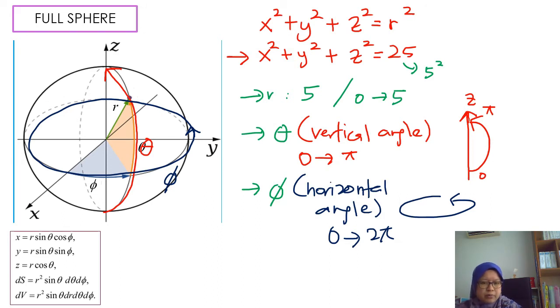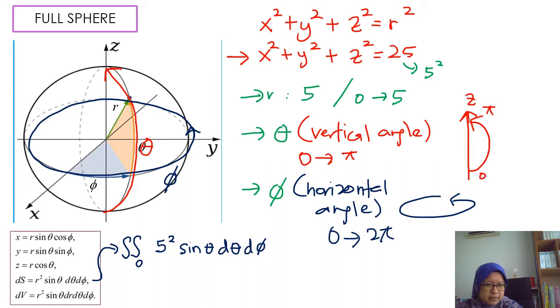If you want to apply the polar coordinate for dS, dS is a double integral, so r squared in this case is 5 squared. You will have to write sine theta d theta d phi. So theta is 0 to pi, and then phi is 0 to 2 pi.